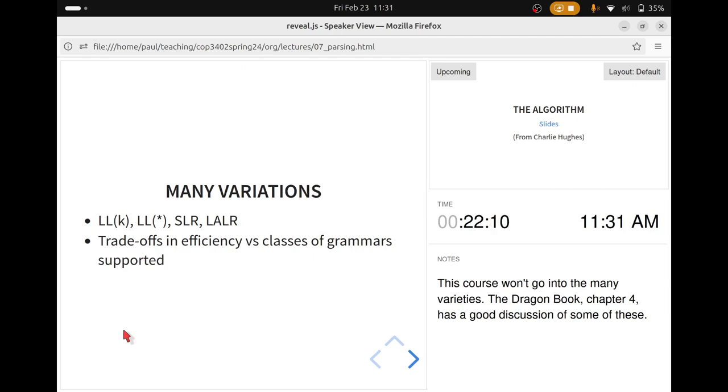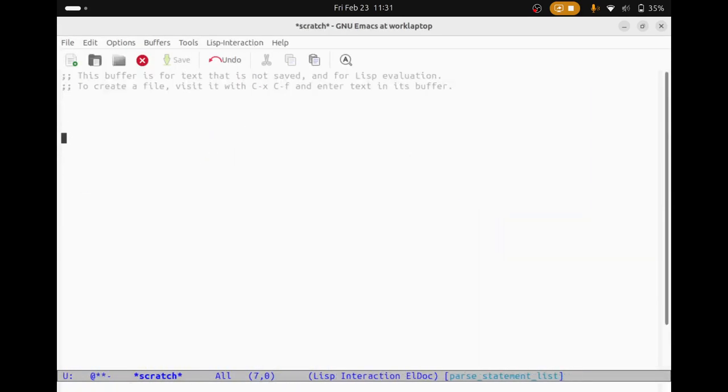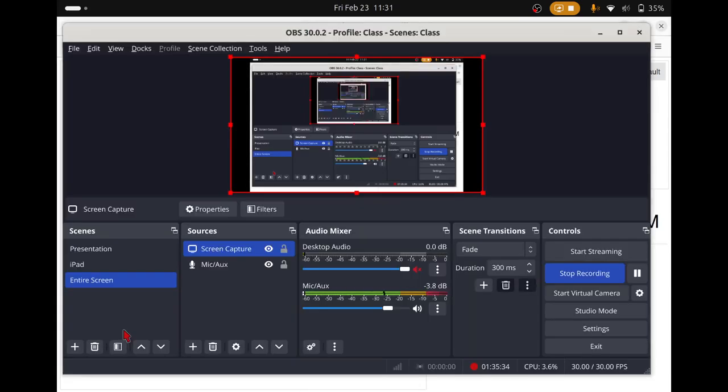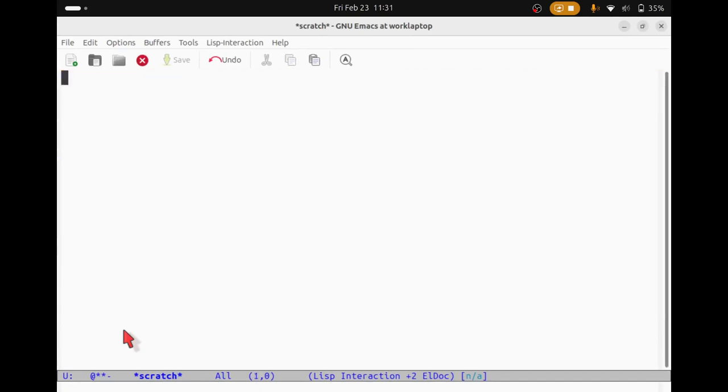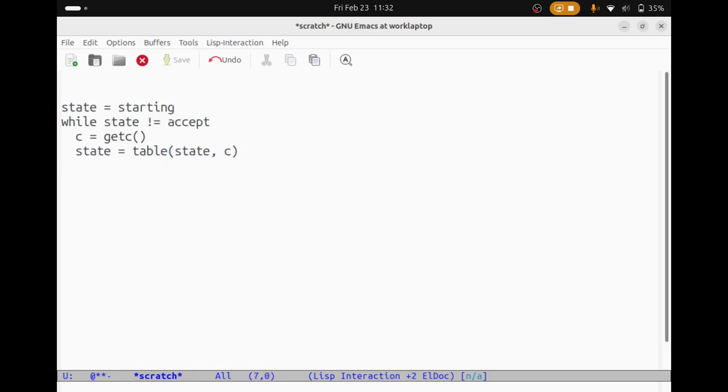The algorithm itself is super simple. If you remember last time, I talked about how you would write a finite state machine processor. If you already had your table, all you would need to do is get the character from the input, look up the next state in your table, and that's pretty much it. Then you check error states and all that. But the algorithm for running the parser is pretty straightforward. The hard part is actually getting that table.